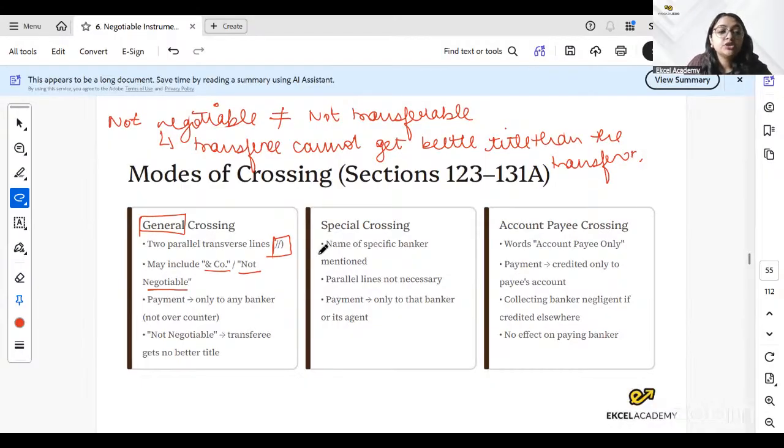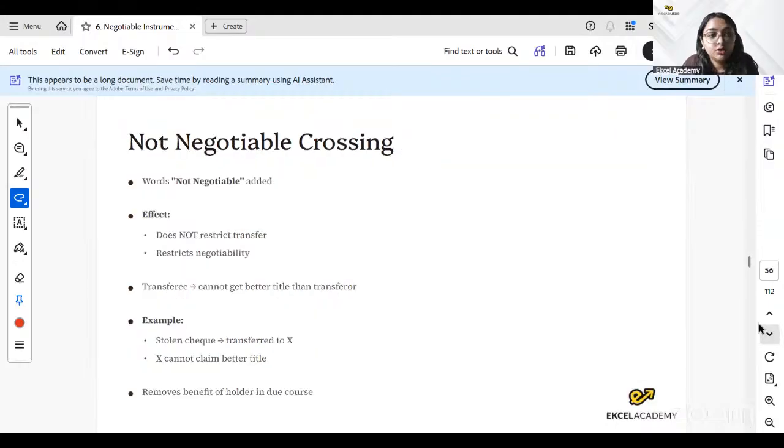Next up is special crossing, wherein a specific banker's name is mentioned. You will have your two transverse lines, but you will also have the name of the banker mentioned there. Parallel lines are not necessary; payment is only to that banker or its agent. Account payee crossing means it will be credited to the payee's account only. The collecting banker is negligent if it is credited elsewhere. Why? Because you have specifically mentioned that it will be paid to the account payee only, and there is no effect on the paying banker. So these are the different modes of crossing that exist in the Negotiable Instruments Act.